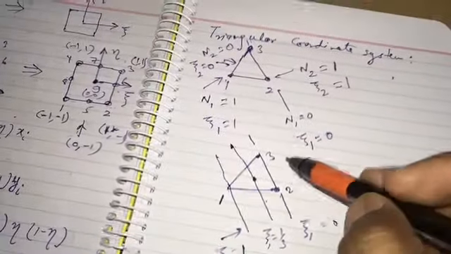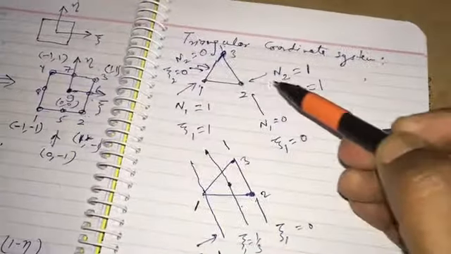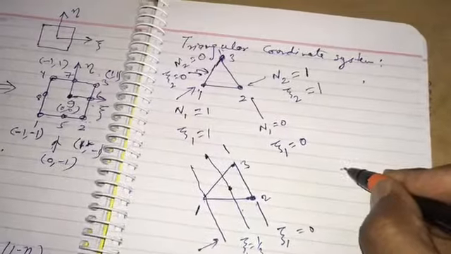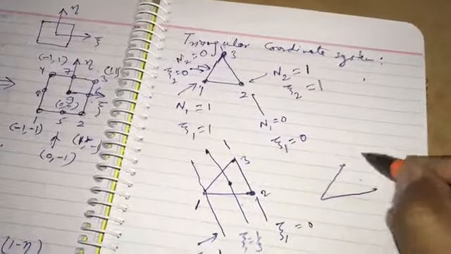Similarly, this we can repeat for xi 2. So xi 2 here. So let's just draw separately. So we have like this.